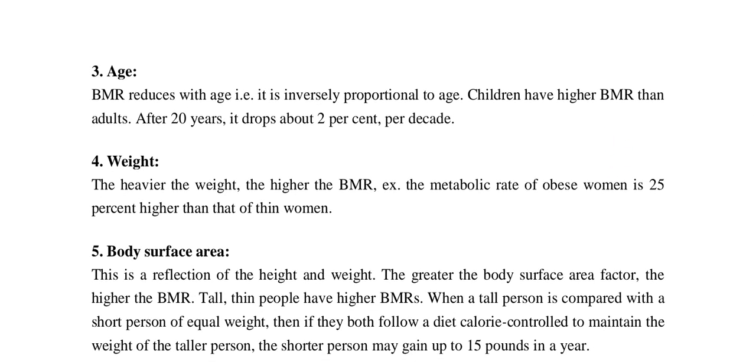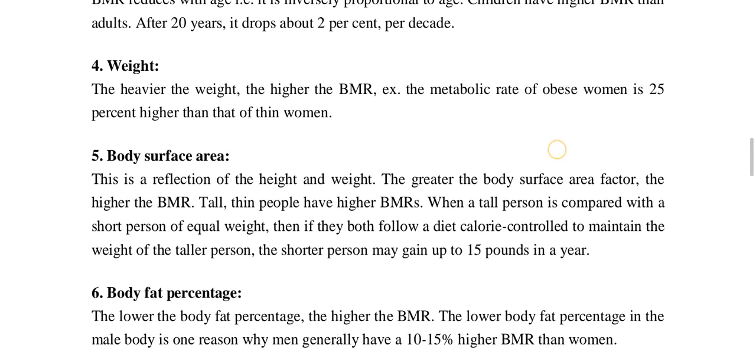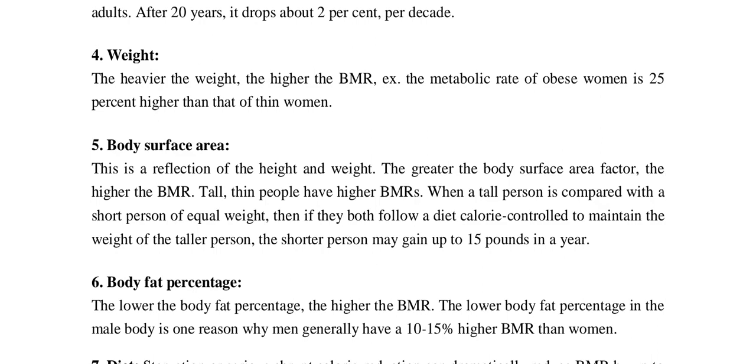And age. BMR reduces with age. It is inversely proportional to age. Children have higher BMR than adults. After 20 years, it drops about 2% per decade. Heavier the weight, the higher the BMR. Metabolic rate of obese women is 25% higher than that of thin women.